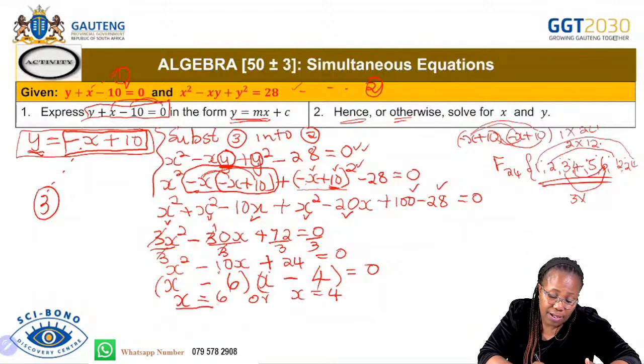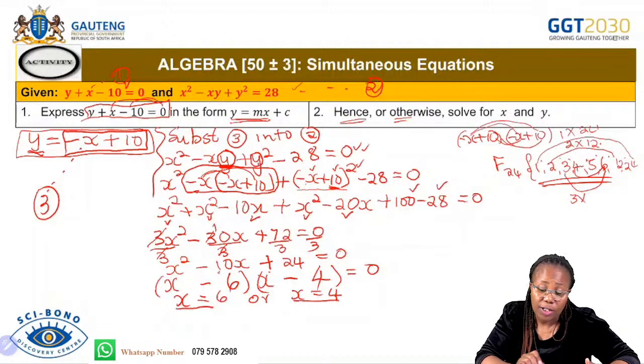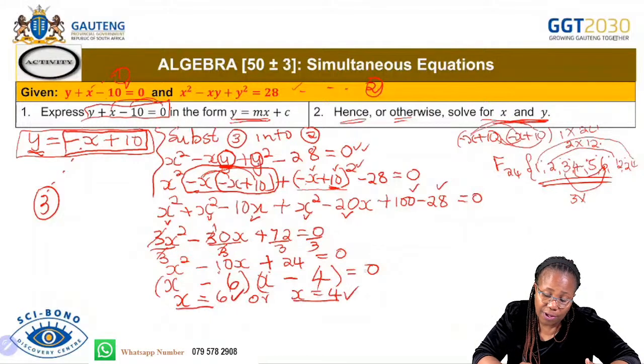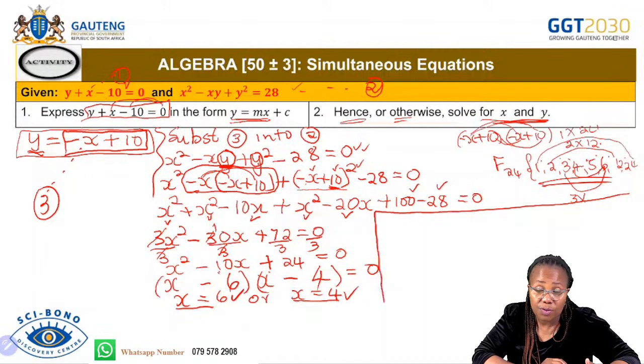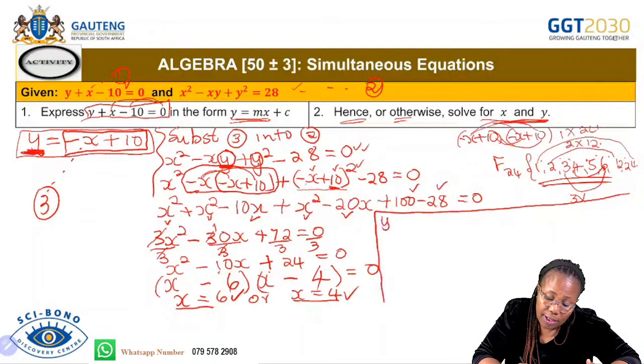Right. And then remember, you are solving simultaneously for x and y. Solve for x and y. And in this case, we have just solved for x. And then now we need to find the y values. So to make your life easy, don't go anywhere. Go to equation 3, which states y is equal to, because you need a y. So now we take y equals minus x plus 10.